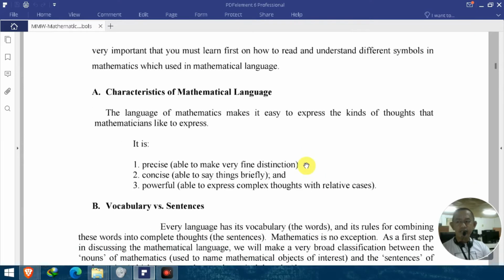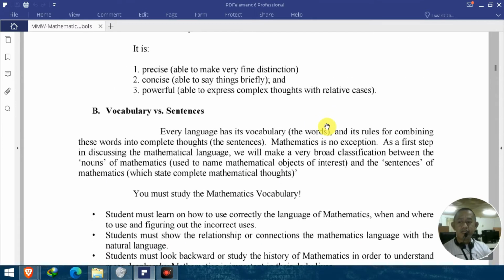So, ang language daw, characteristic of the mathematical language, we can express that into three characteristics. So it is precise, meaning it is able to make a very defined distinction. It is concise, able to say things briefly, and it is powerful, able to express complex thoughts with relative ease. Now, ang problema is the English language and the mathematical language are a bit different, pero almost the same thing lang sila.